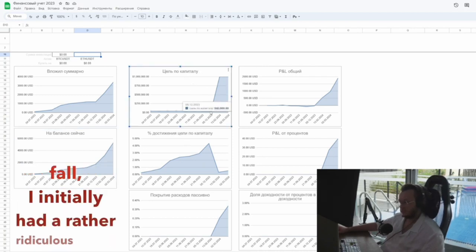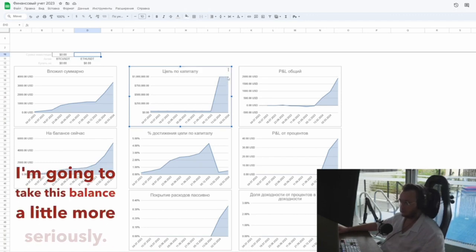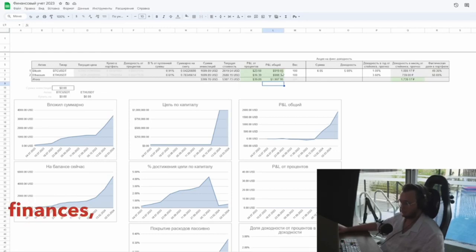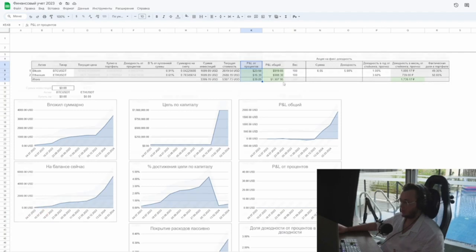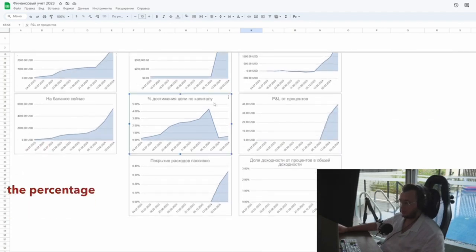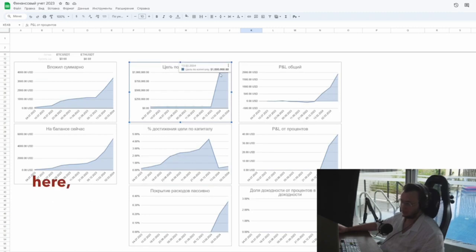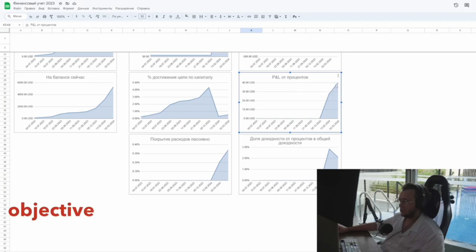I initially had a rather ridiculous capital goal. Now I have it. And as I said in this video, I'm going to take this balance a little more seriously. Not just some ridiculous experiment, it's true. A tool you can use in your job and your finances, as I first stated. I indicated because there is now P&L in terms of percentages through staking, the percentage of achieving the capital goal, as far as capital is concerned, in relation to the increase in the capital goal. It has declined here. Yes, but nevertheless, by 0.5%, I've already achieved my objective. And the objective is quite significant, $1 million.